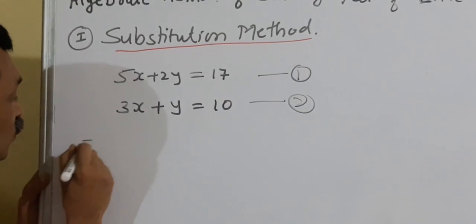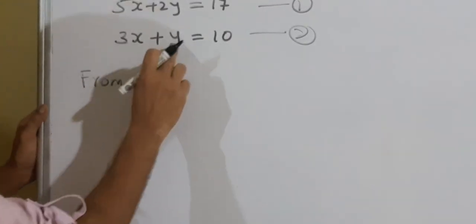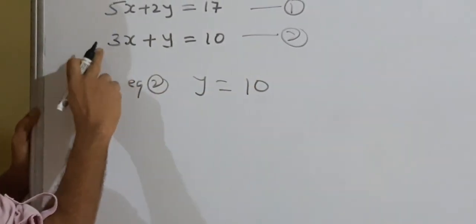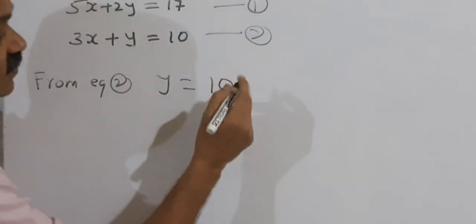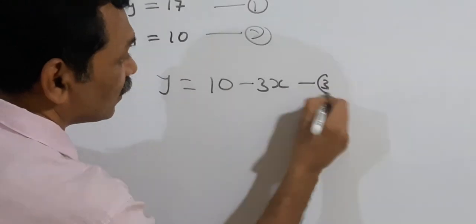So from equation 2, I can write y as y is equal to 10. This 3x, here it is plus sign, plus 3x. When it goes to the other side, it becomes minus 3x. Give this as number 3.